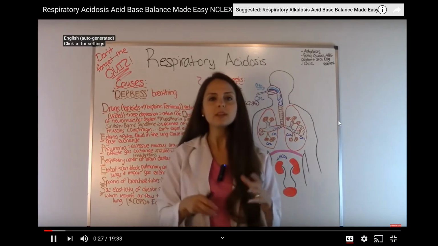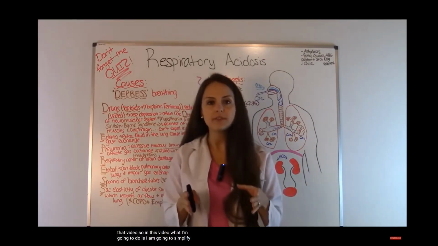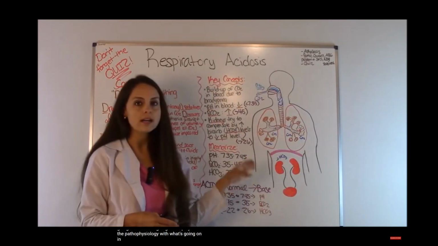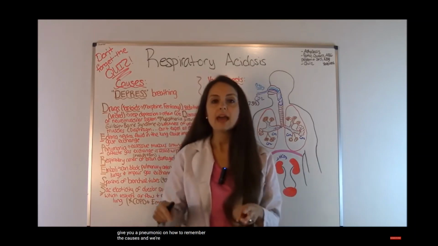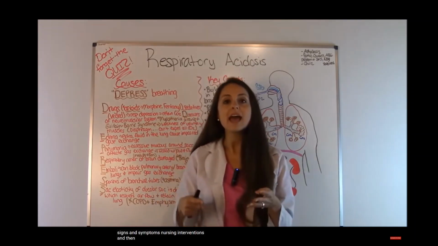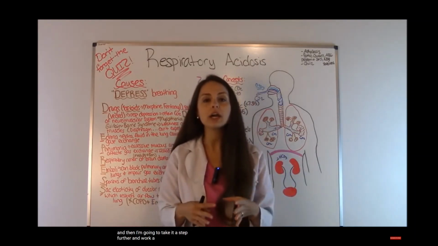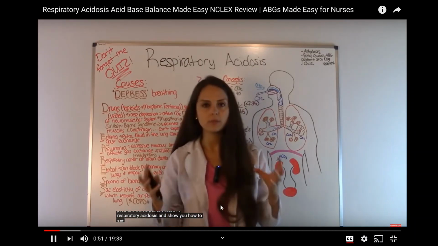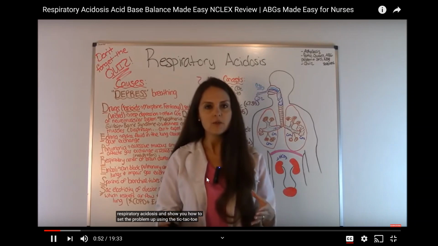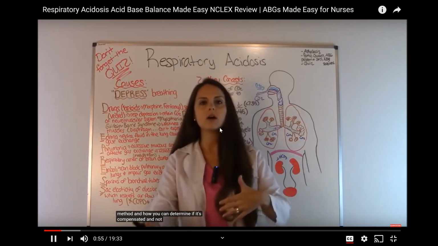So in this video, I'm going to simplify the pathophysiology of what's going on in respiratory acidosis. I'm going to give you a mnemonic on how to remember the causes, and we're going to go over signs and symptoms, nursing interventions, and then I'm going to take it a step further and work an arterial blood gas problem with a patient that's in respiratory acidosis and show you how to set the problem up. Sounds dope so far. Using the tic-tac-toe method and how you can determine if it's compensated, not compensated, and things like that.